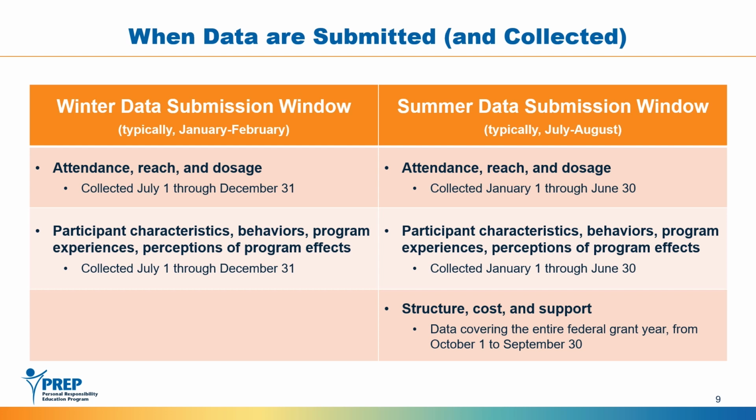The measures of structure, cost, and support are on a different schedule. These measures are submitted only once per year during the summer data submission window, and the structure, cost, and support data reported cover at that time the entire federal grant year, from October 1st through September 30th.